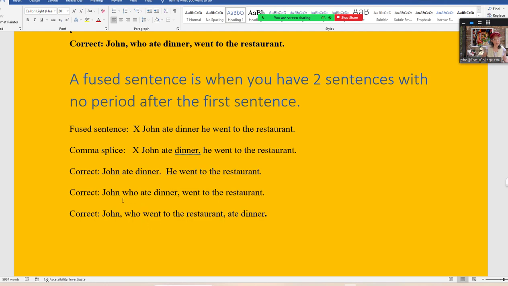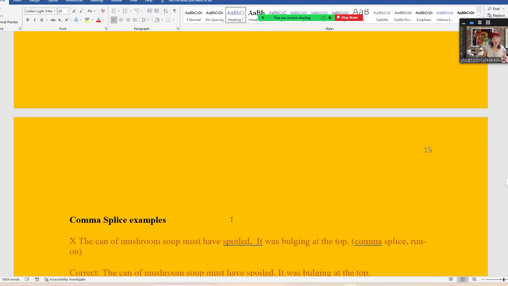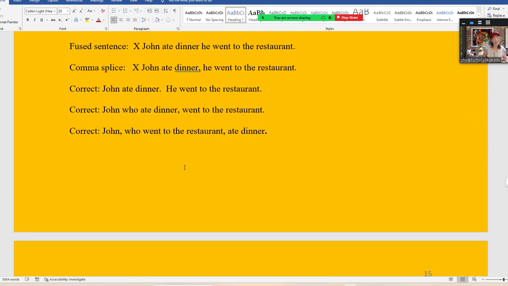Or you can either say John who ate dinner went to the restaurant, or John went to the restaurant, ate dinner. Either way, okay? And ESL students cannot tell that this one sounds better than this one. You actually have to tell ESL students, but for a native speaker, you could tell that this second one just doesn't sound right, and the first one sounds better. And then an ESL student will look at you and go, it sounds the same to me. How do you know that?